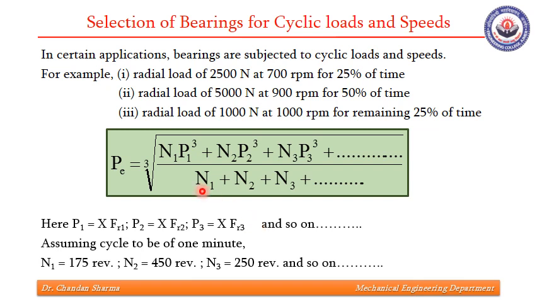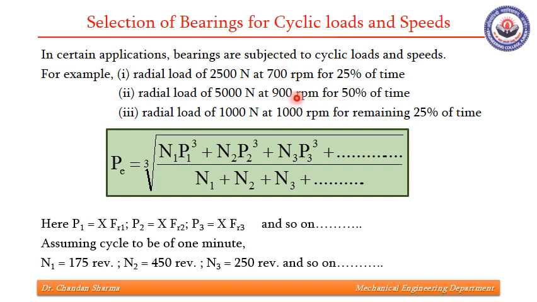Now what is N1, N2 and N3? They are revolutions. They are not RPM, they are revolutions. Assuming the cycle for which this load is being applied to be of 1 minute, then it is revolving at 700 RPM for 25% of time. That means in a cycle of 1 minute, it will be 15 seconds. So in 15 seconds, it will revolve for only 175 revolutions. So N1 will be 175, that is 700 divided by 4.